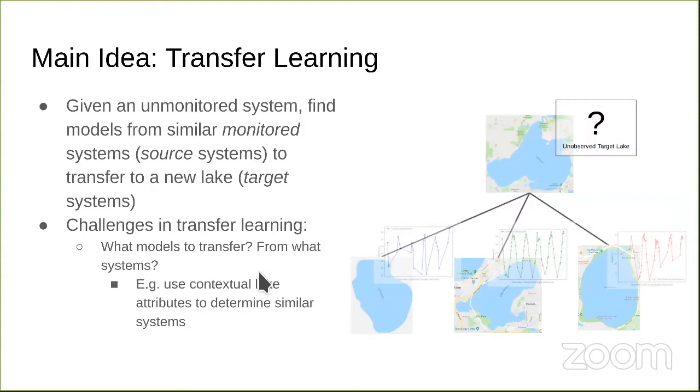So the key idea from machine learning that's important for tasks like these is known as transfer learning. In this case, given an unmonitored lake system, we would want to find models from similar well-monitored systems, which we'll call source systems. And we aim to transfer these to a new lake that might not have any observations, and we'll call this the target system. And some of the biggest challenges in transfer learning across disciplines are: what kind of models do we transfer, and from what systems? In this work, we'll use ideas that use things like contextual lake attributes to determine what is similar or what is transferable, which I'll talk about in later slides.